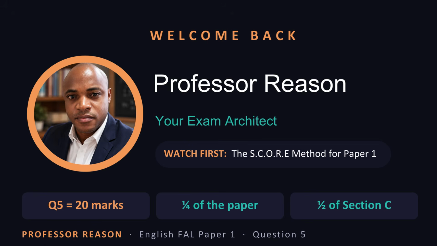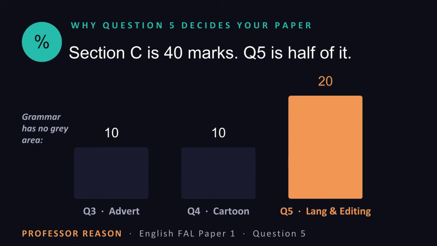Here's the situation. Question 5 is worth 20 marks. That is a quarter of your entire paper and half of section C. But unlike the comprehension passage, where the marker has some discretion, question 5 is black and white, right or wrong. Let me show you why question 5 decides whether you will get a 60 or an 80.